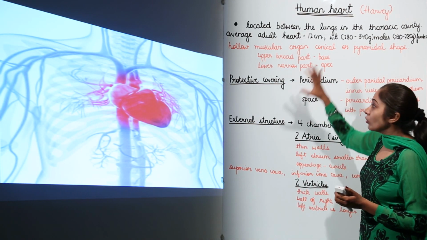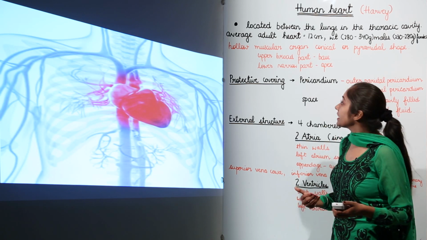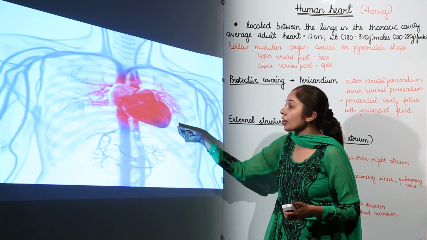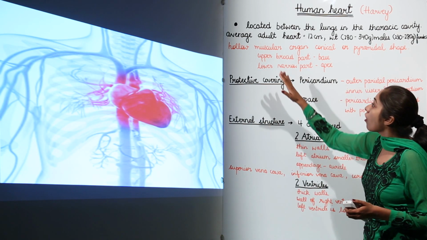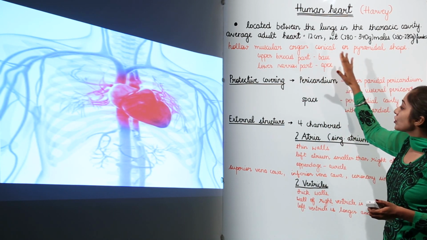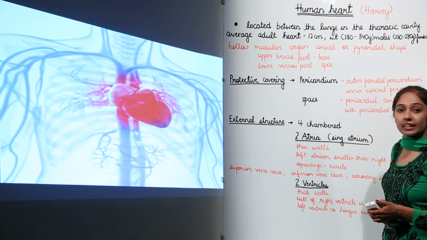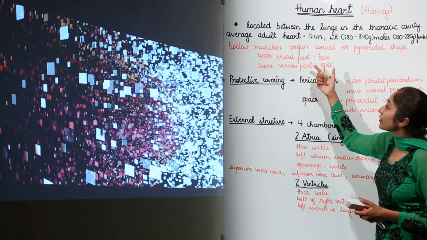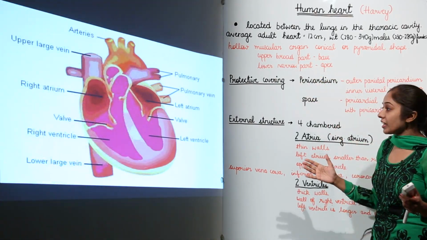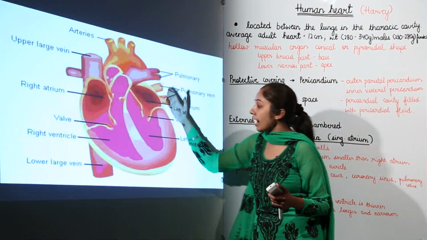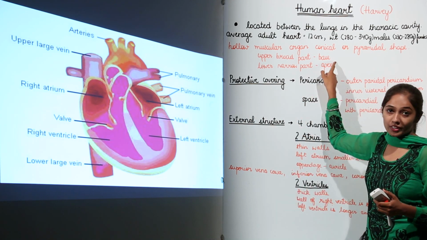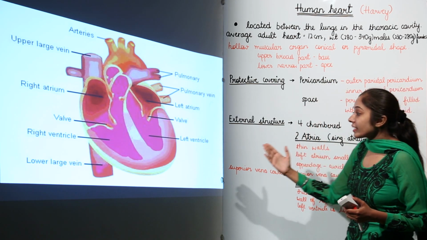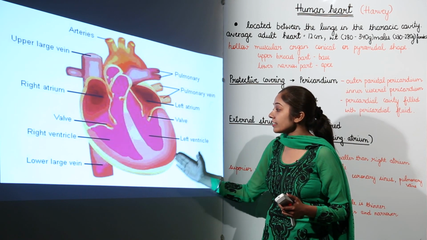So as a whole, what is the human heart? It is a hollow muscular organ which is conical or pyramidal in shape, right? We call the upper broad part of the heart the base of the heart, and the lower narrow part is the apex. You can see that the apex is projecting towards the left side.